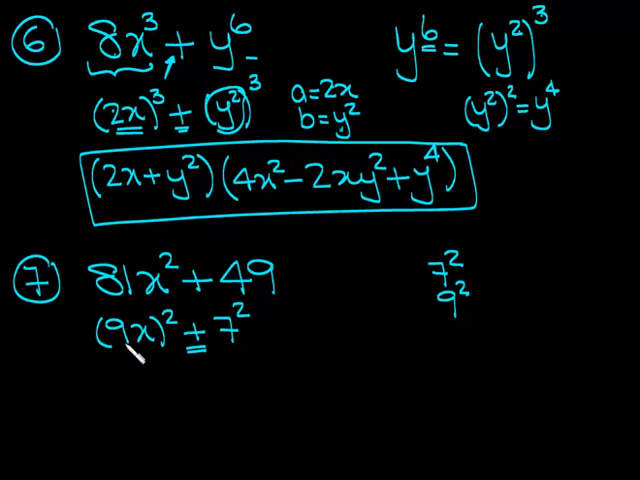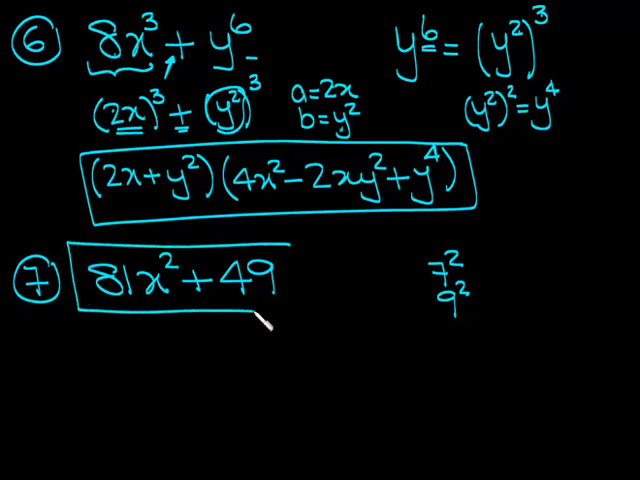So even though I can write each of these things as a square, it doesn't help me, because there's no formula for the sum of two squares. There's only a formula for the difference of two squares. So this polynomial cannot be factored. This is the best you can do with it. That's all. Okay, so make sure you don't apply formulas in situations where you don't need to.